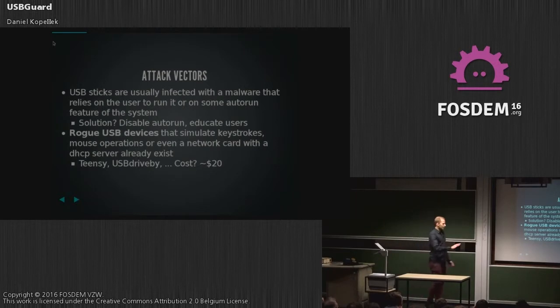So let me present the usual attack vectors which are based on USB. Before we get to explain what Bad USB is, the most used attack vector is, as I said, the autorun feature of the platform itself, just connecting a storage device to the computer and relying on the user or on the autorun feature to run the malware. The solution to this is, of course, to disable autorun, which is a stupid feature. Don't do that, and educate users not to run software from random devices.